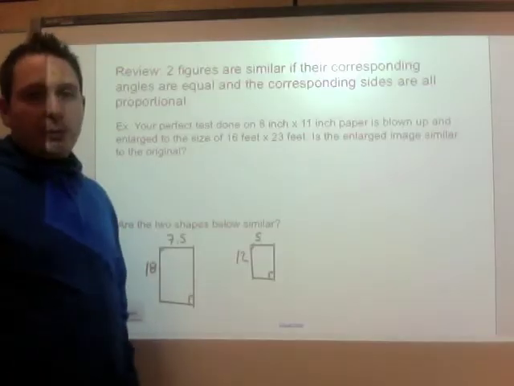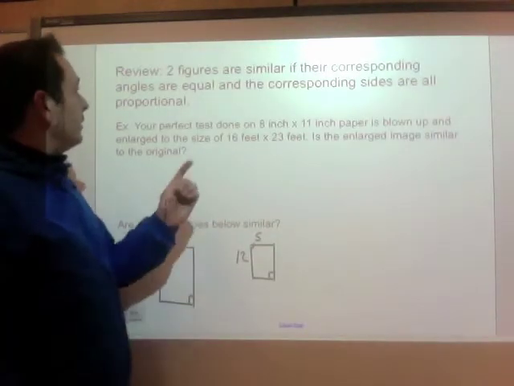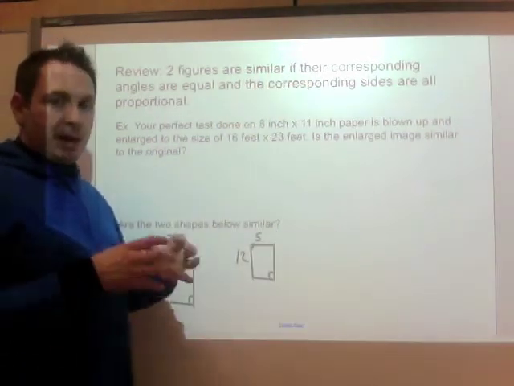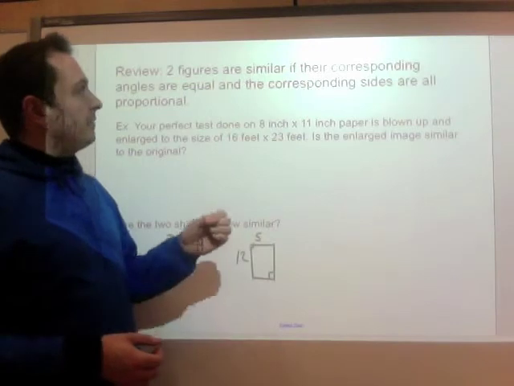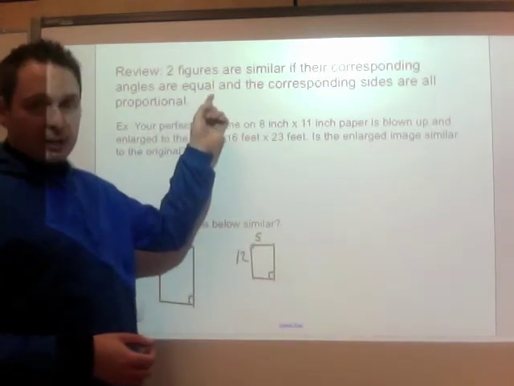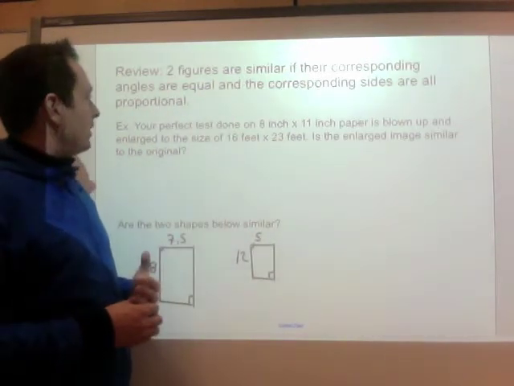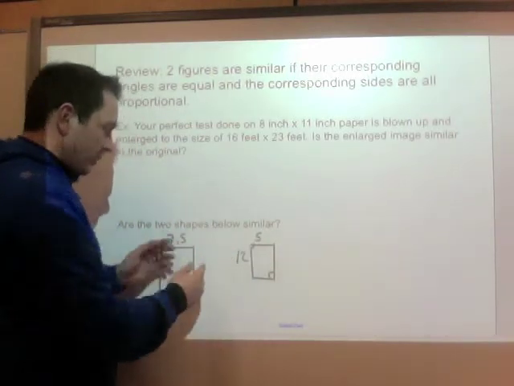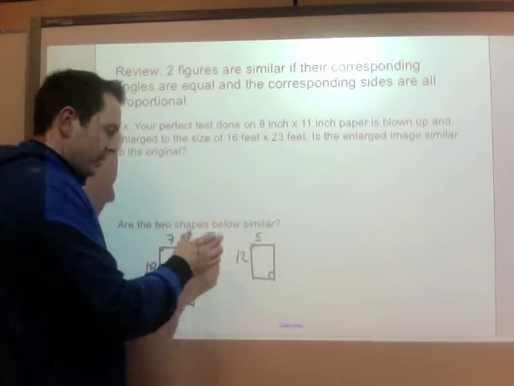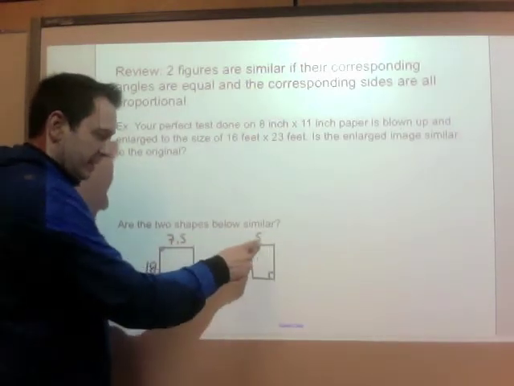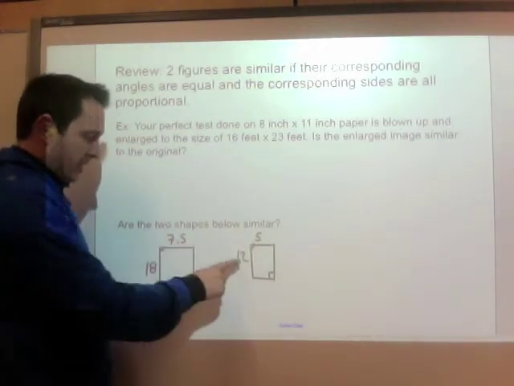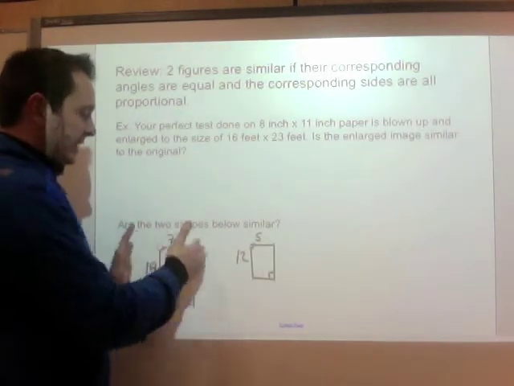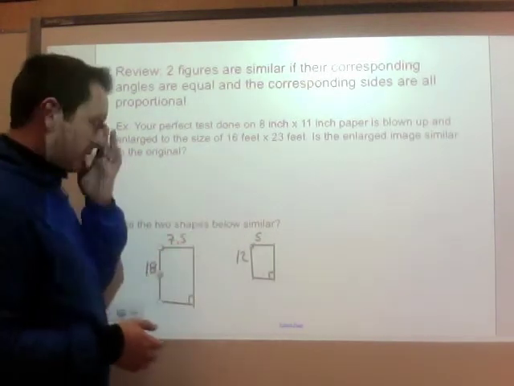Before we start, let's look at what similarity is again from last day. So review. Two figures are similar. This is the mathematical definition of similar: if their corresponding angles are equal and their corresponding sides are all proportional. So the sides would have to have the same proportions. If this one here was twice as big as this one, then this one would have to be twice as big as this one. They would have to have the exact same proportion in size differences.